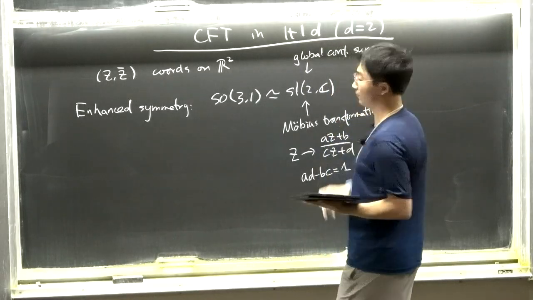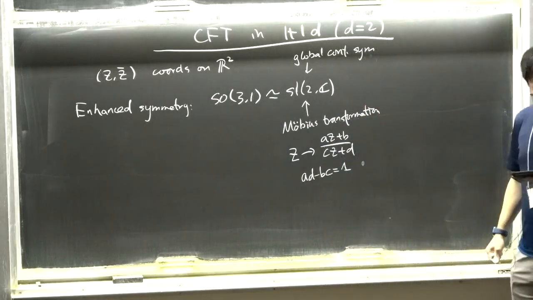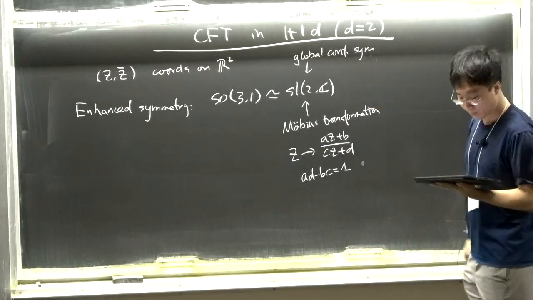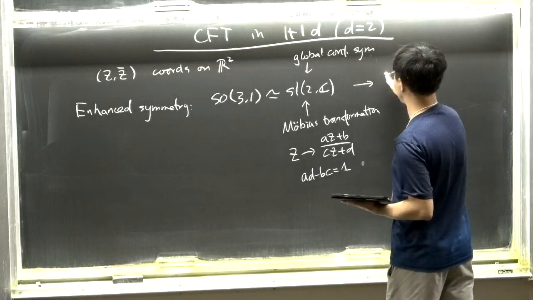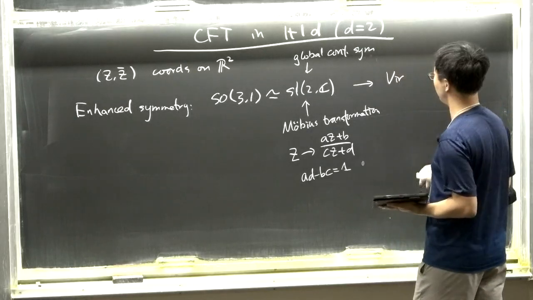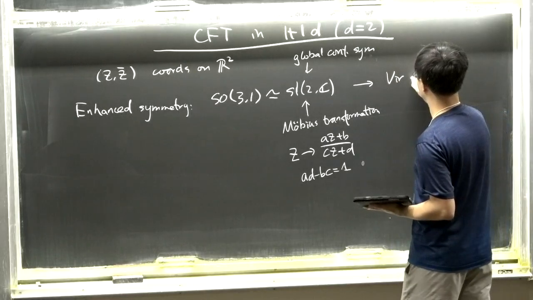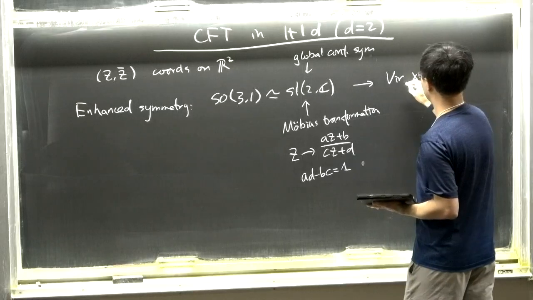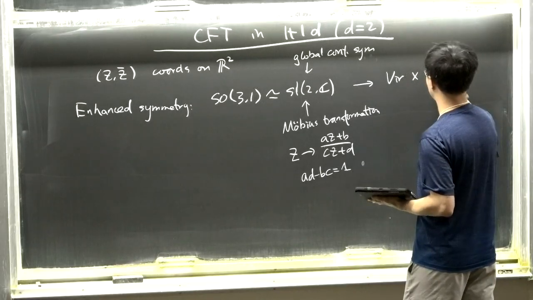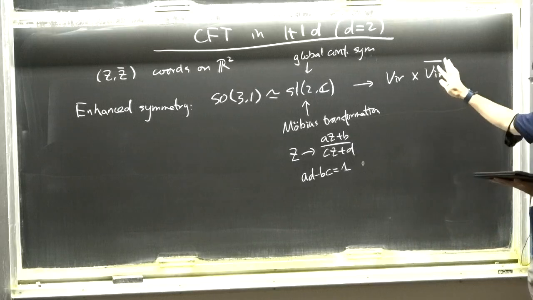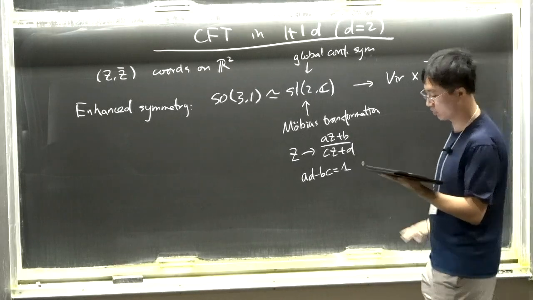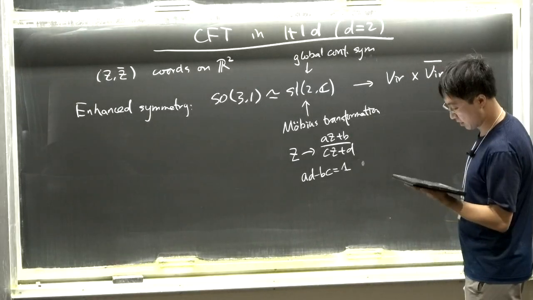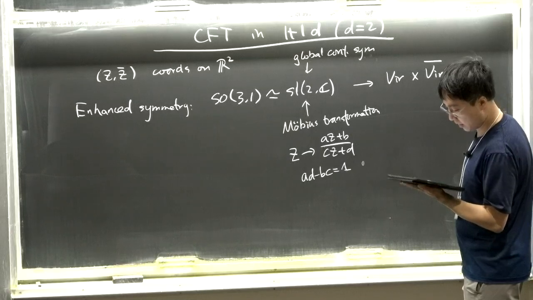This is also known as the global conformal symmetry in 2 dimensions. But as I said, as we'll see, this will get enhanced to a much larger, actually infinite dimensional symmetry that's known as the Virasoro symmetry. And you have 2 copies of them. I'll denote them by Virasoro and Virasoro bar. We'll discuss this symmetry in more detail shortly. But here I just want to give you a picture of what's going to happen.